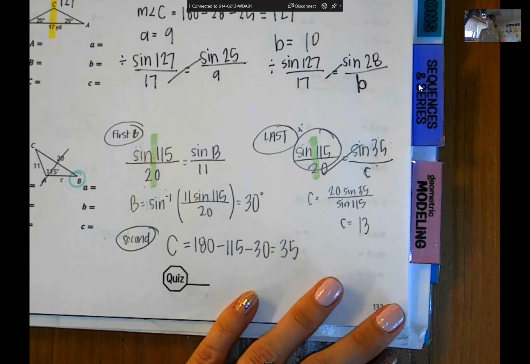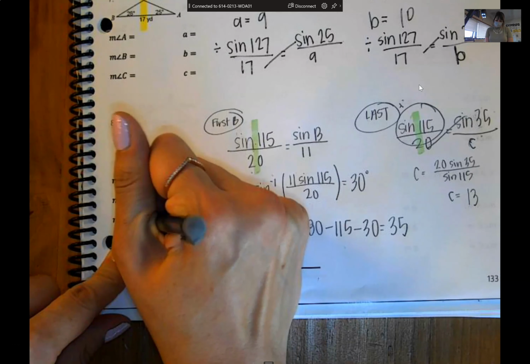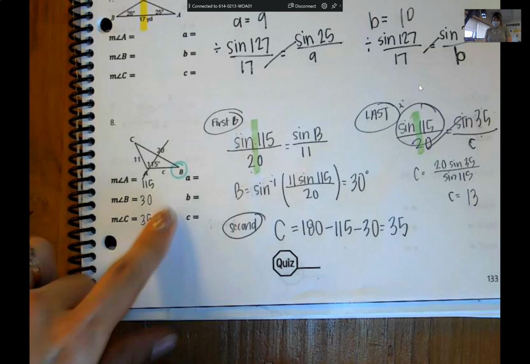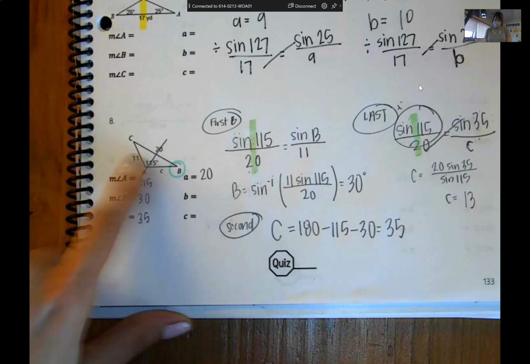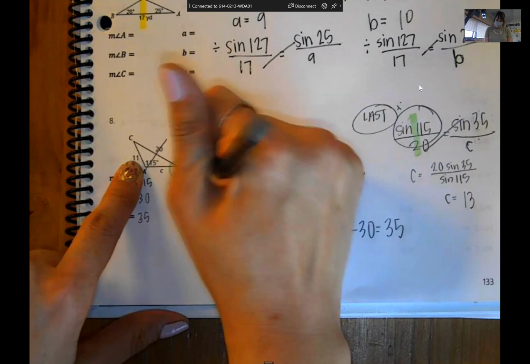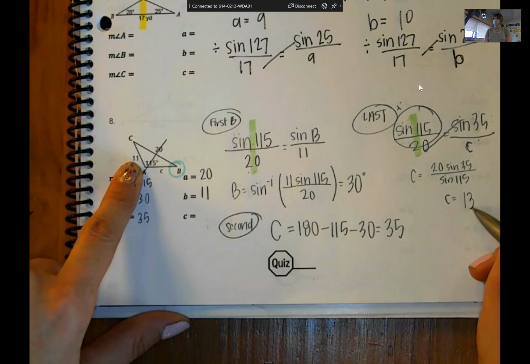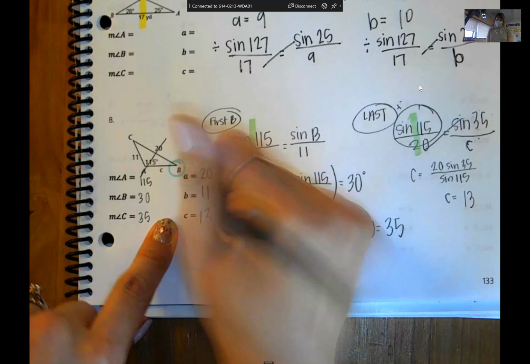Now that I have them all, at the very end is when I like to fill in the information. So in Canvas, you'll have these 6 blanks. Measure of angle A was 115. B was 30. C was 35. Side A was 20. Side B was 11. Side C is the one that we just found, and that's 13.